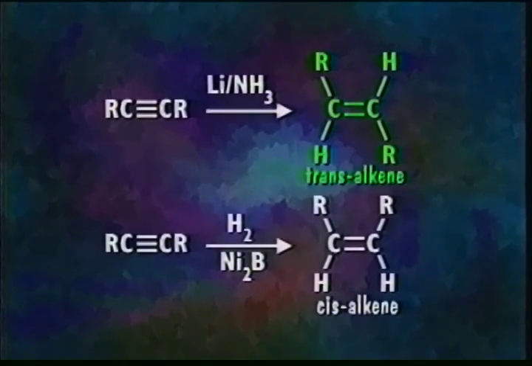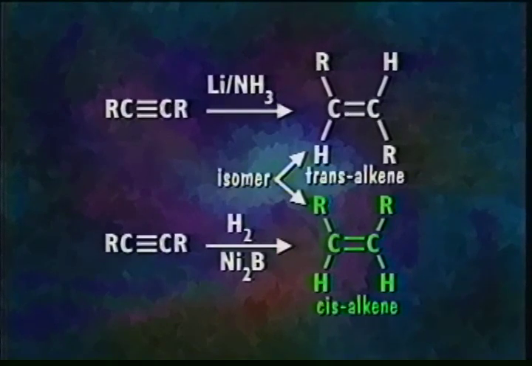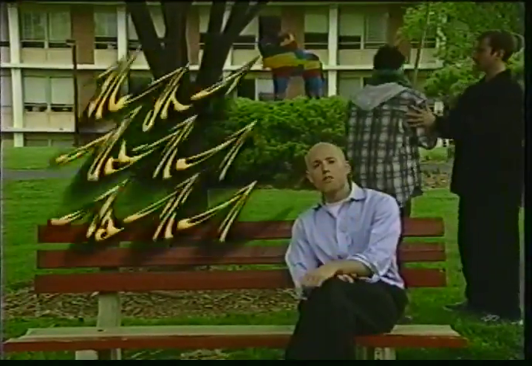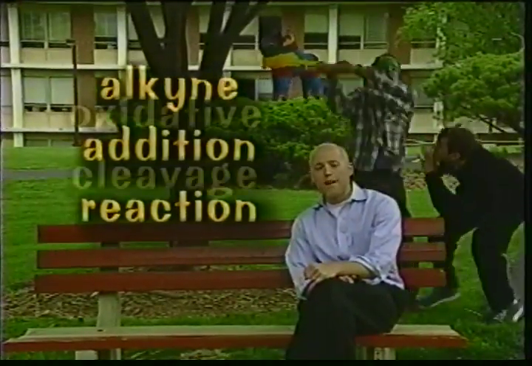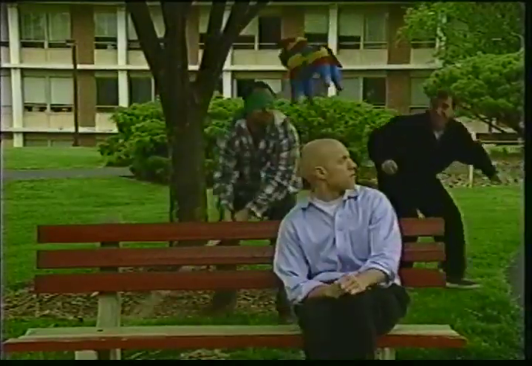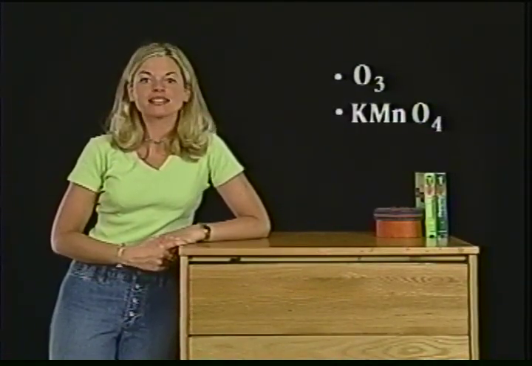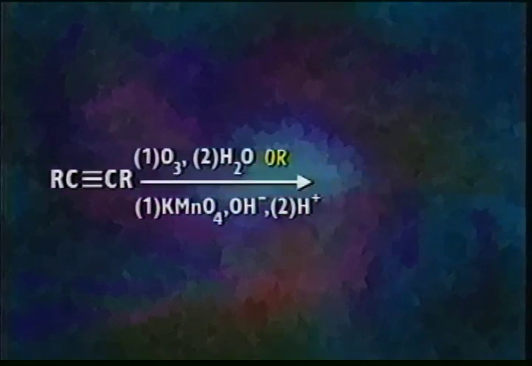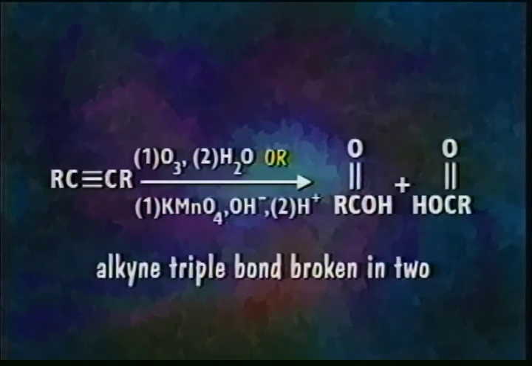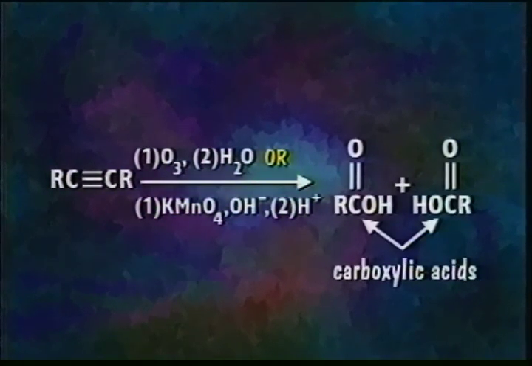This trans-alkene is an isomer of the cis-alkene that was just formed during the reduction reaction with the nickel boride catalyst. We just need to look at one more type of alkyne addition reaction, oxidative cleavage reactions. Jeez! Just like we saw with alkenes, we can use ozone or potassium permanganate to cleave alkynes into two products. When we cleave an alkyne using either ozone or hot potassium permanganate, the alkyne triple bond is broken into two. The two products are carboxylic acids.